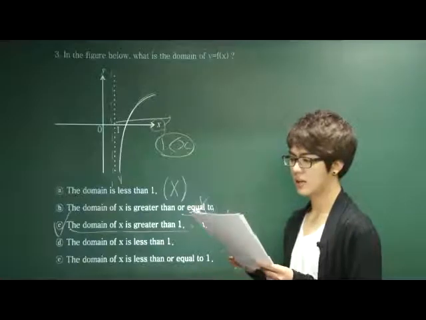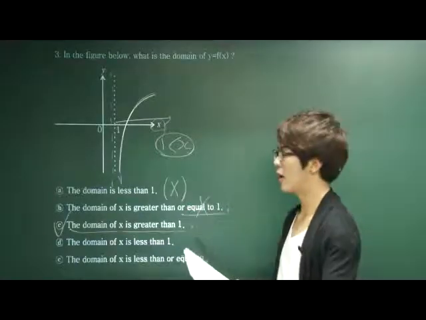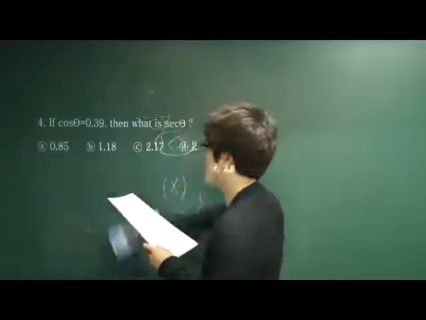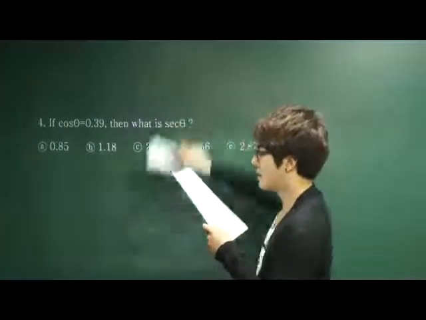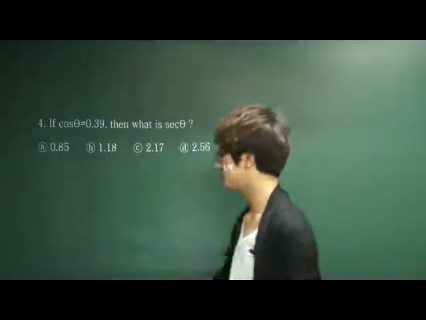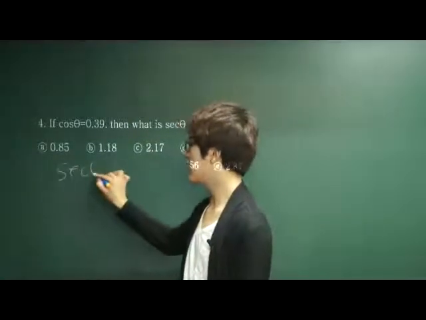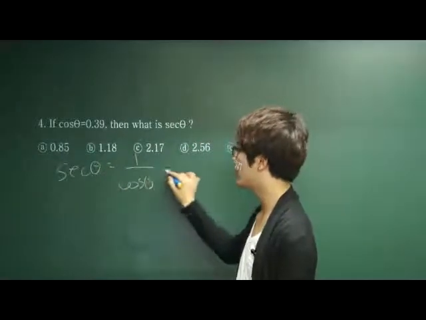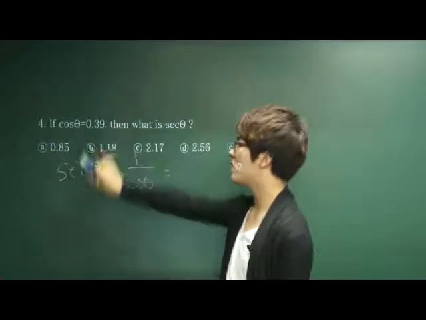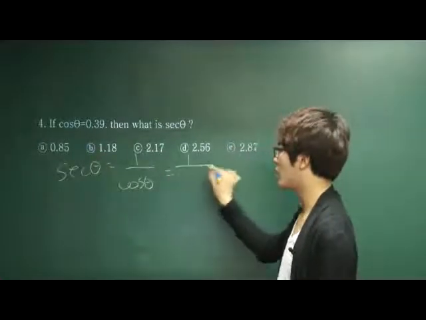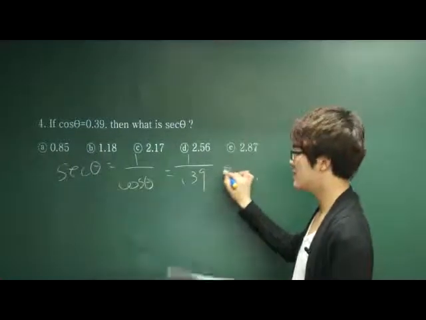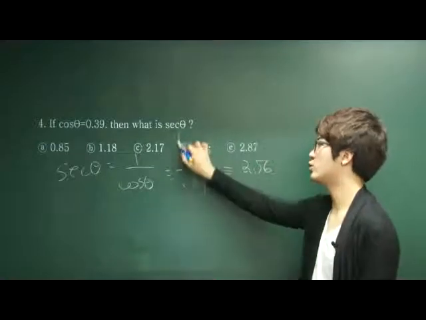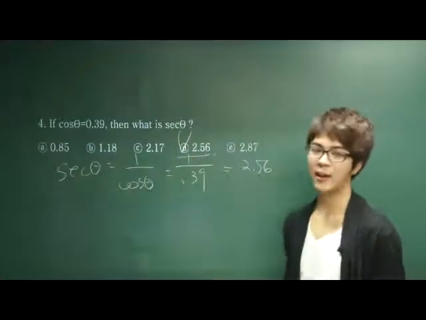Okay. Easy question again. Number 4. If cosine theta is equal to 0.39, then what is secant theta? This is basic. Secant theta is, in other words, 1 over cosine theta, right? We are given cosine theta is equal to 0.39, therefore 1 over 0.39 is equal to 2.56 among our answer choices. 2.56, D is the correct answer.